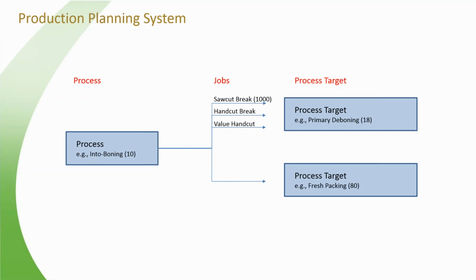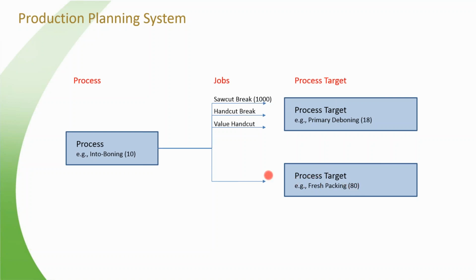So before we jump into the system, there's a number of setup files and definitions that need to be created first. We have the notion within Emydex production planning of processes and process targets. These are the various stages of your production processes. For example, here you can see that I have an input process, process 10 into boning. And we have two eligible outputs from that, or process targets: primary deboning or fresh packing. So from into boning, the two eligible routes through the factory are into primary deboning, which will then move on to further processing and packing, or we can move straight into fresh packing.